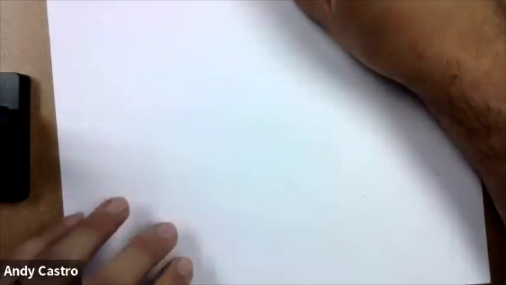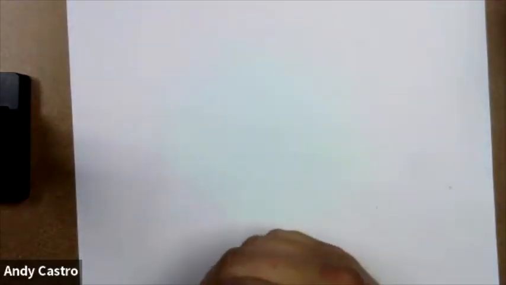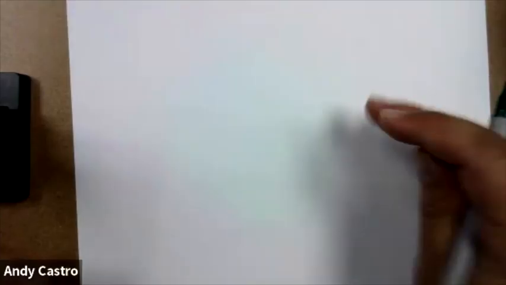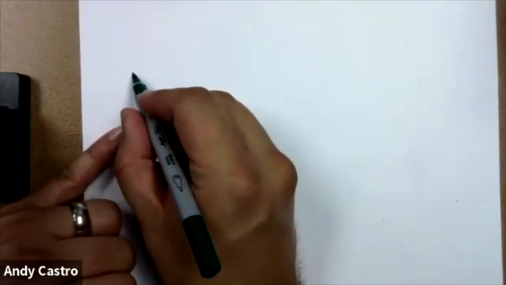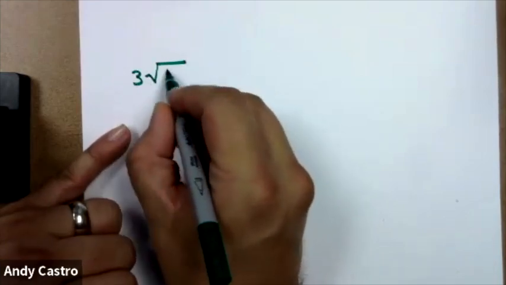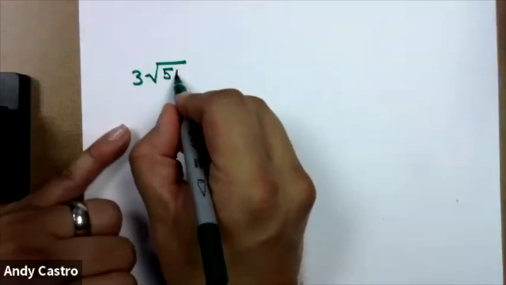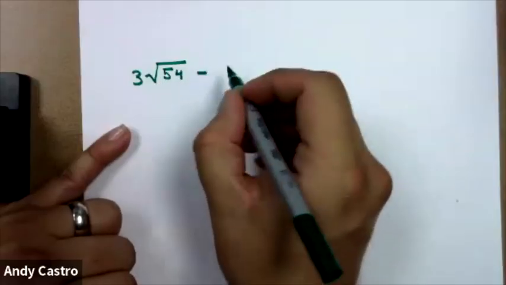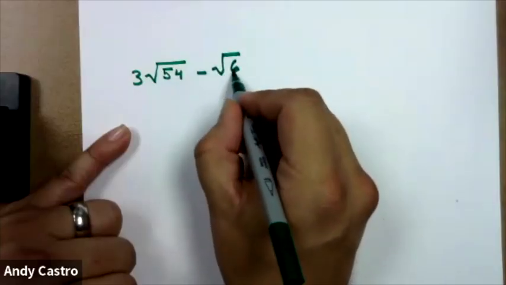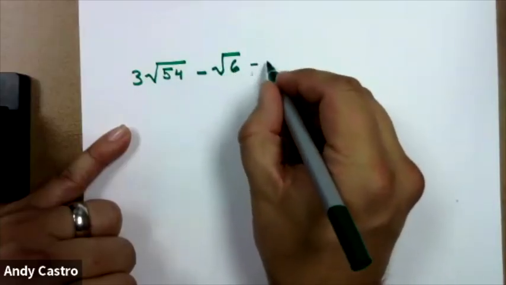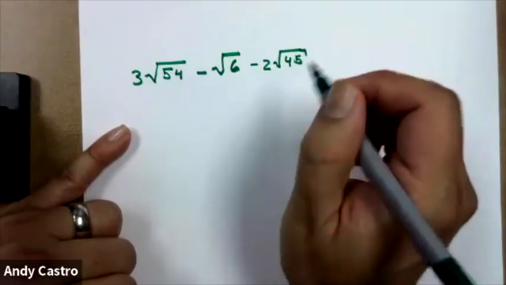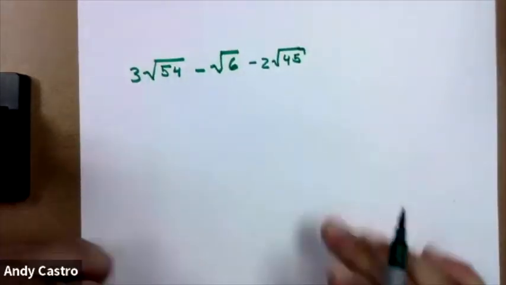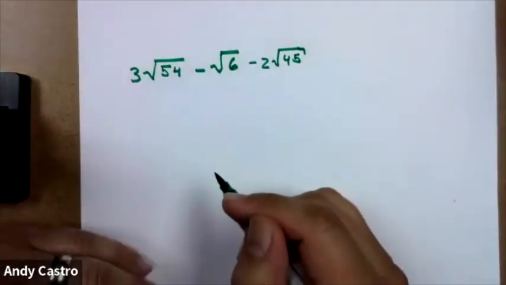All right. Next, let's look at adding and subtracting roots. Okay. Adding and subtracting roots. So what would something like this look like? All right, well, let's look at this. We're going to have 3 times the square root of 54 minus the square root of 6 minus 2 times the square root of 45. All right. Now, just like terms, right?